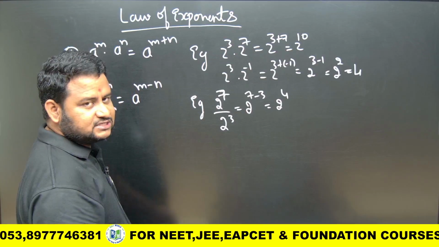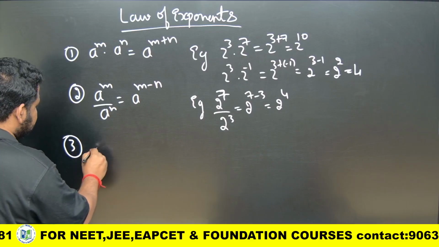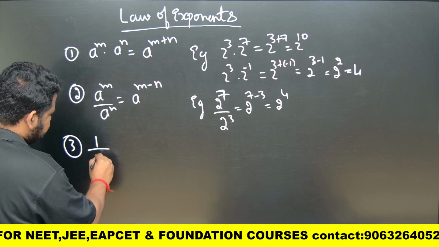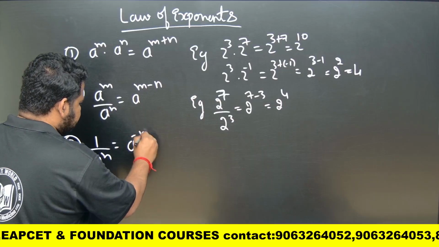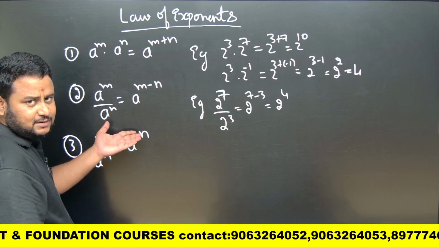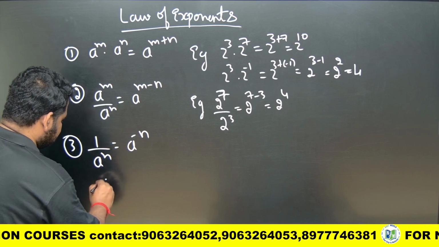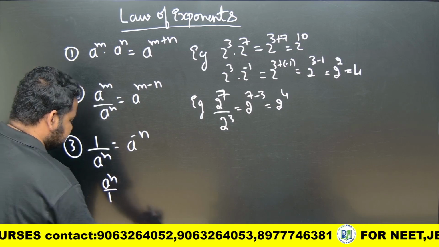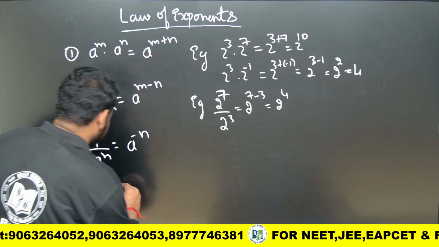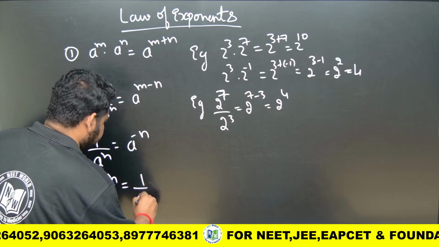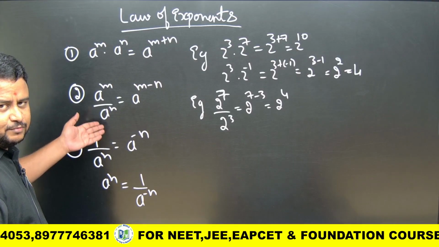This is one example. Now one more thing you have to understand, the third one: 1 by a power n is nothing but equal to a power minus n. If it is in the denominator and you bring it to the numerator, it will become a power minus n. Or if it is in the numerator, a power n by 1 or just a power n, and I bring it to the denominator, it will become 1 by a power minus n. That is, if it is in the numerator and it comes to the denominator, the sign will change.